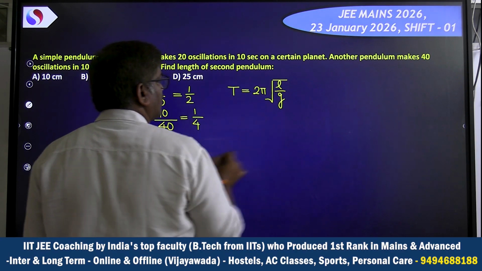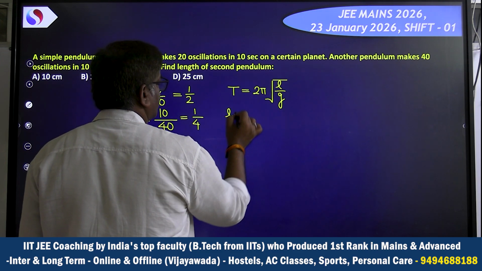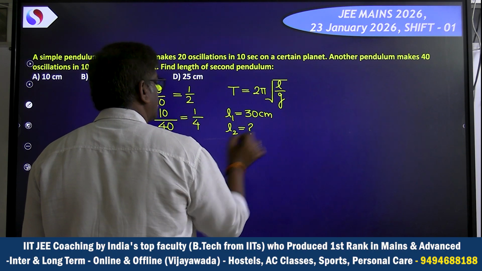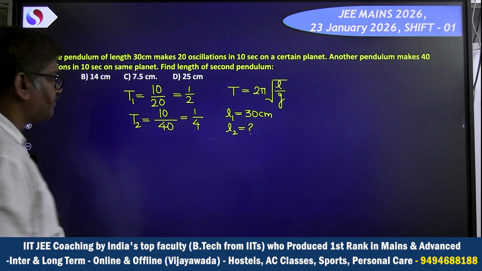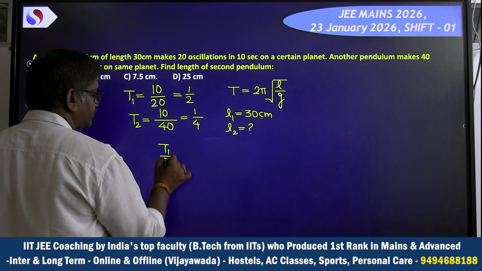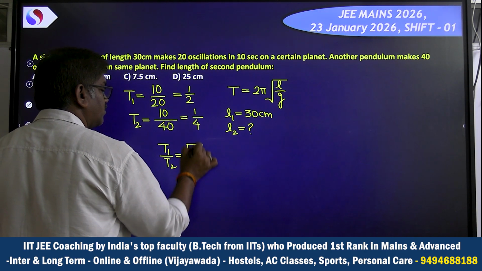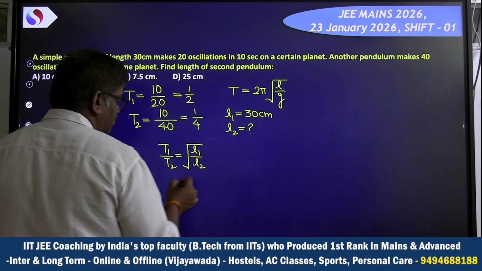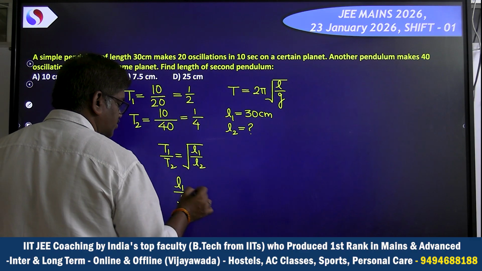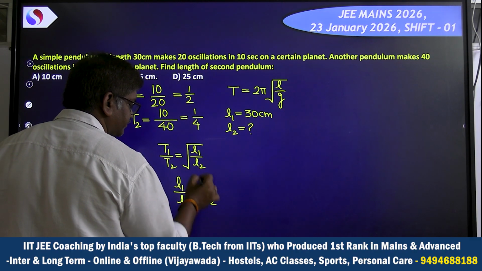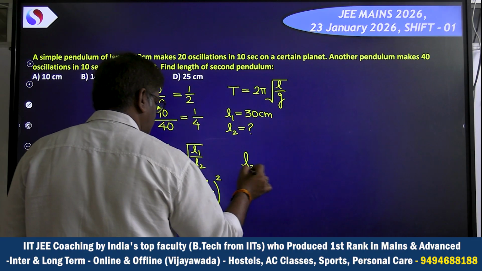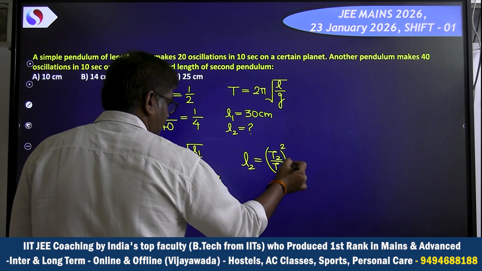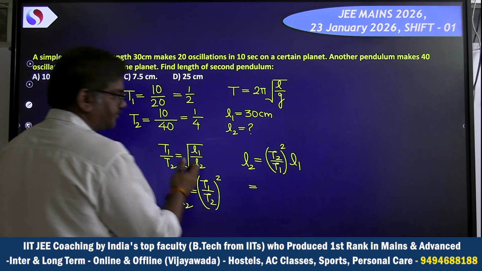Now the length of the first one is given to you as 30 centimeter, and we have to find out the length of the second pendulum. So I think we can easily go with the ratio thing. So what is T1 by T2? T1 by T2 is equal to under root of L1 by L2, because the rest, 2 pi by g, is common. So now here I can write L1 by L2 is equal to (T1 by T2) whole square, which gives me L2 is equal to (T2 by T1) whole square into L1. Alright.